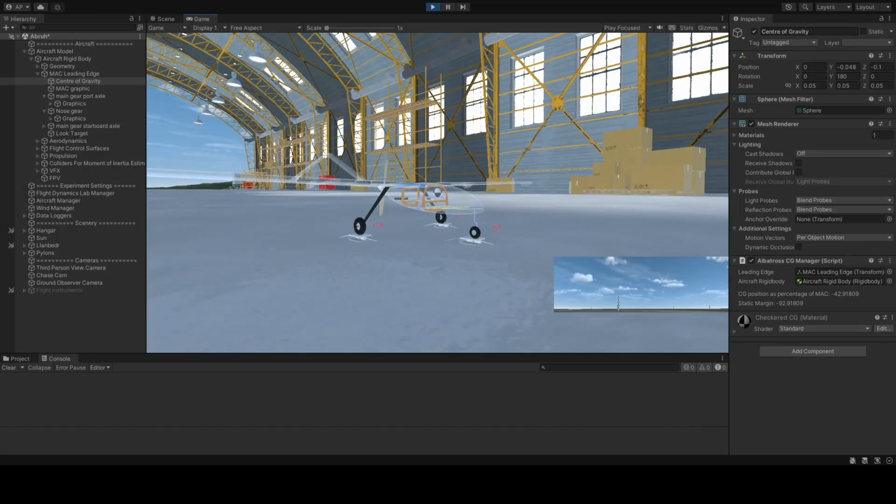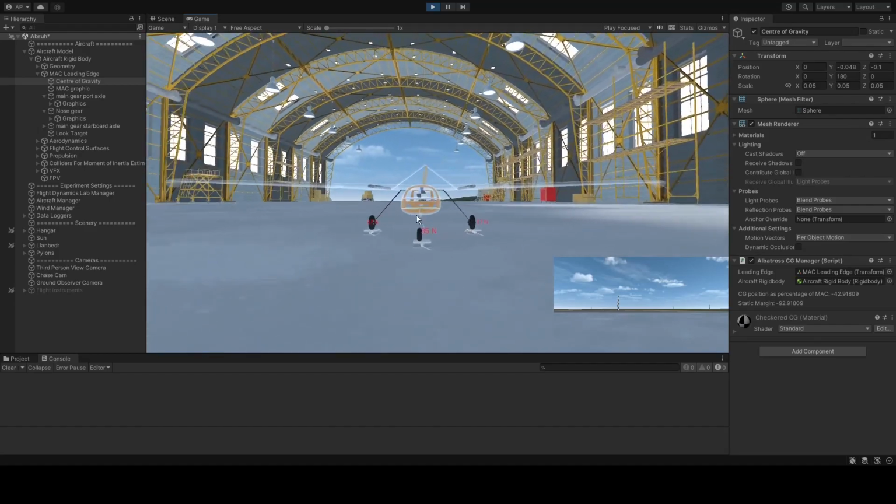To verify if the CG inputted and the CG found by using wheel reaction measurements were accurate, the real and the estimated values of CG were found. This was done by using the scales on the model in Unity and measuring the reaction on each scale for a range of different CG positions. These are the scales used in Unity.